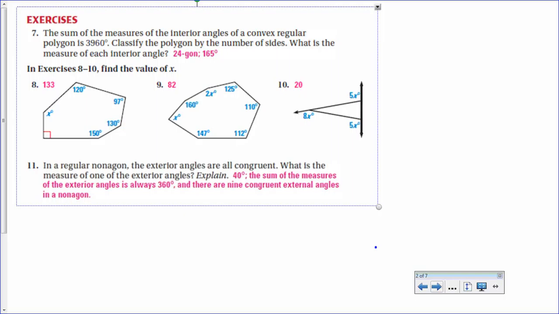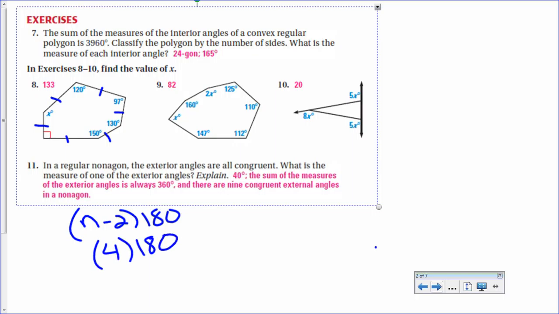So what you do is you find the total on number 8. You find the total or the sum of the interior angles by using the formula n minus 2 times 180. All right, so on this problem number 8, we'd have 1, 2, 3, 4, 5, 6 sides, or just count the number of angles, and it's 6 as well. So 6 minus 2 is 4 times 180, I believe, is 720.